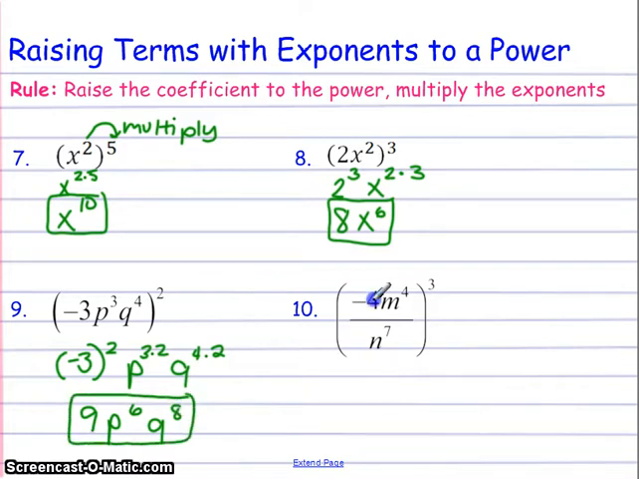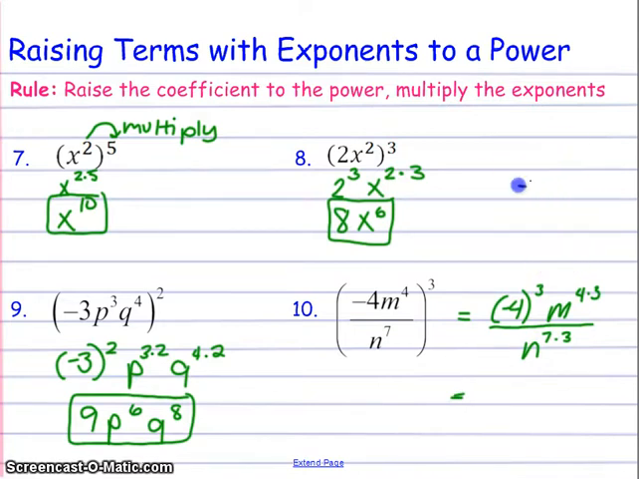Next we'll go to number 10, which has a fraction in it, but still we're going to do everything the same. We're going to take negative 4 and raise it to the 3rd power. We're going to have m and multiply 4 times 3. And on the bottom, we're going to leave all that on the bottom, but we're going to do n to the 7 times 3.